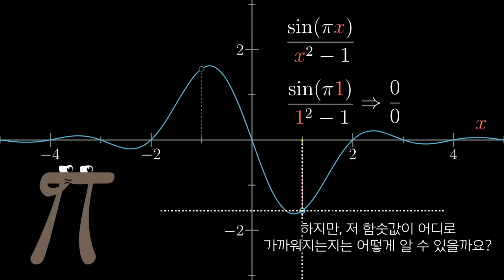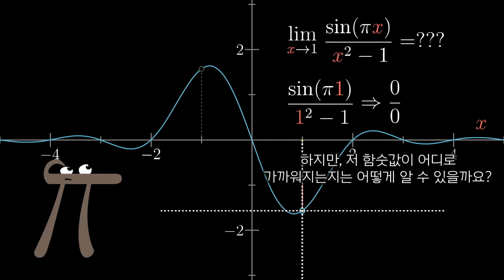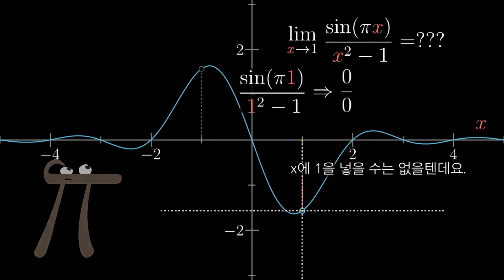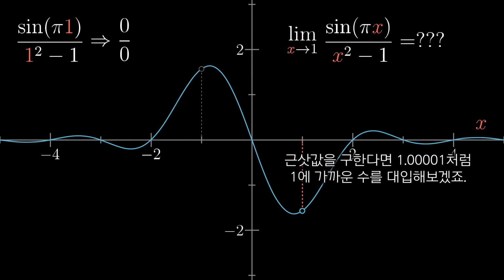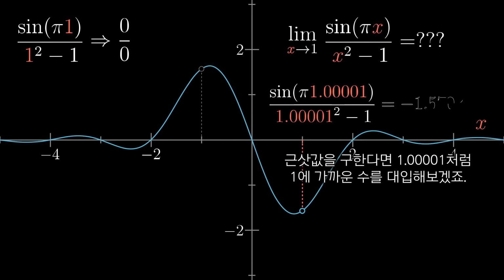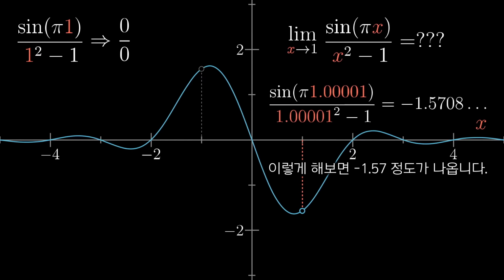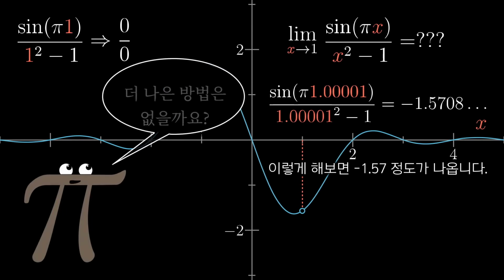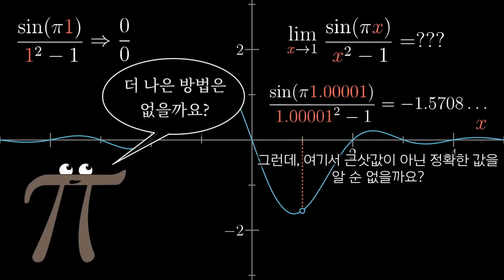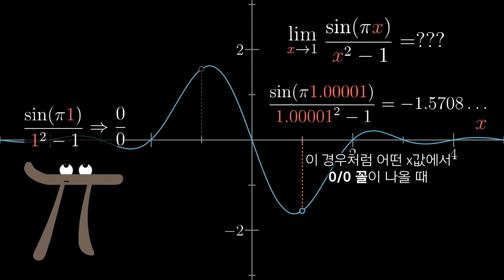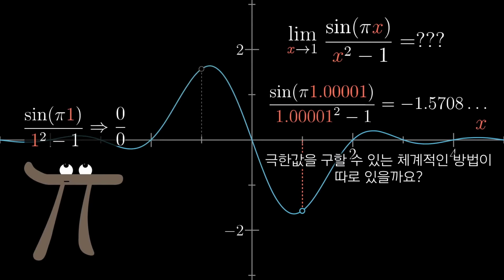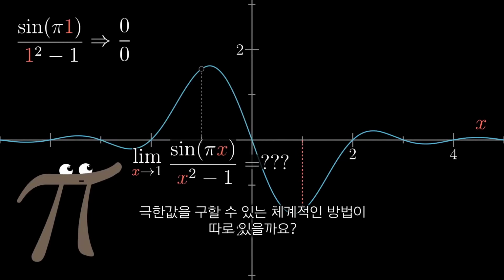So you might ask, how exactly do you find what output this approaches as x approaches 1, since you can't just plug in 1? Well, one way to approximate it would be to plug in a number that's just really close to 1, like 1.00001. Doing that, you'd find that this should be a number around -1.57. But is there a way to know precisely what it is? Some systematic process to take an expression like this one, that looks like 0 divided by 0 at some input, and ask what is its limit as x approaches that input?